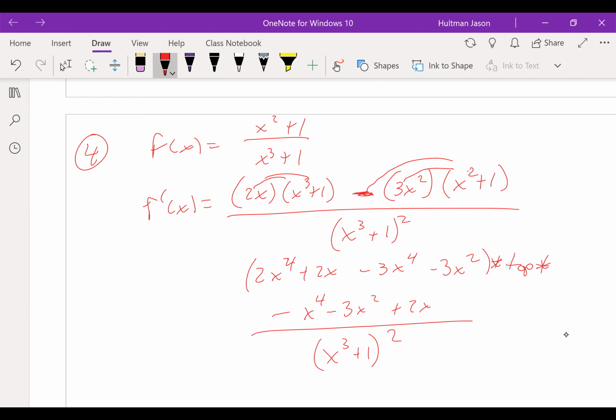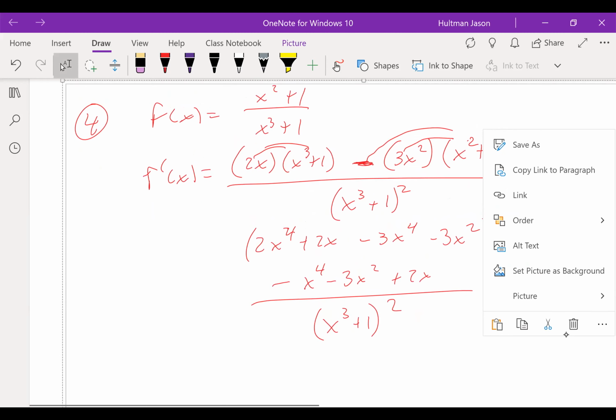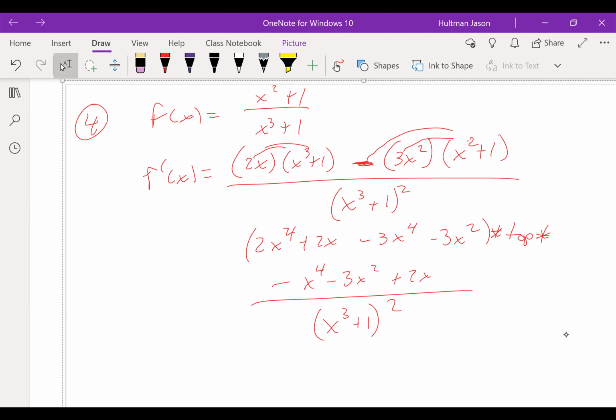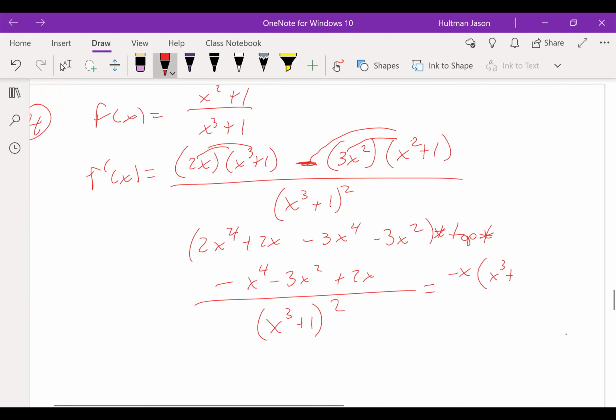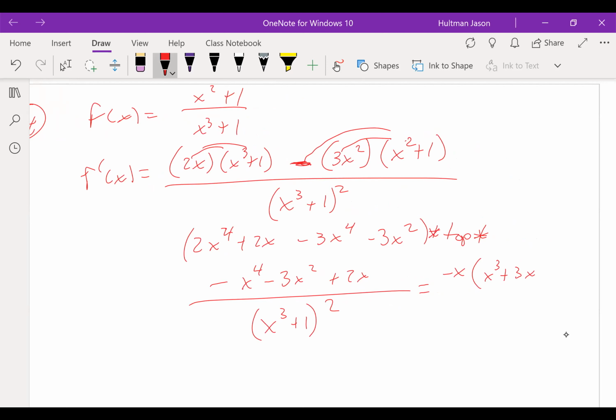And then I could factor out a negative x if I really wanted to. See if this thing's going to factor any further. I don't think it will. I could factor out a negative x, and that would give me x cubed plus 3x minus 2, and that's not going to factor any further, over x cubed plus 1 squared.